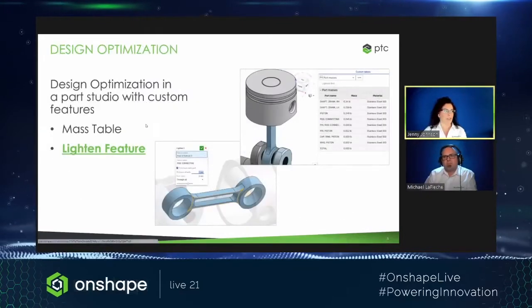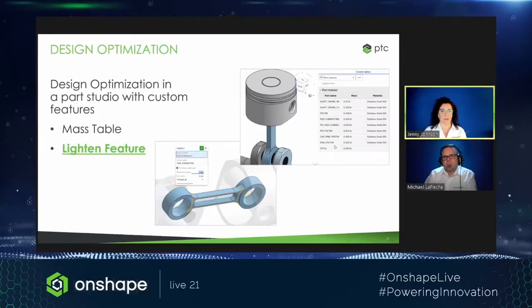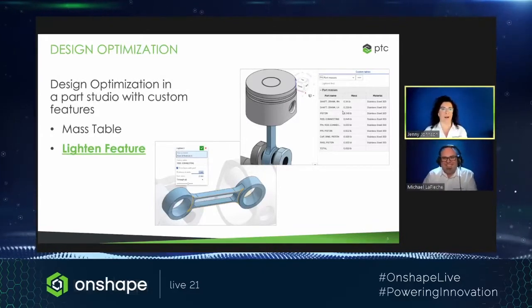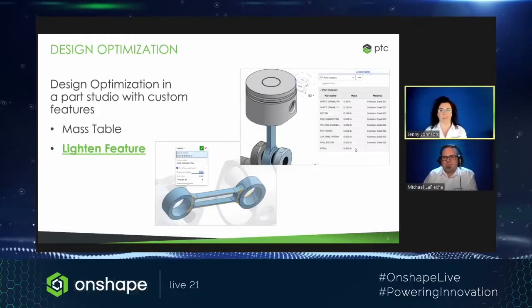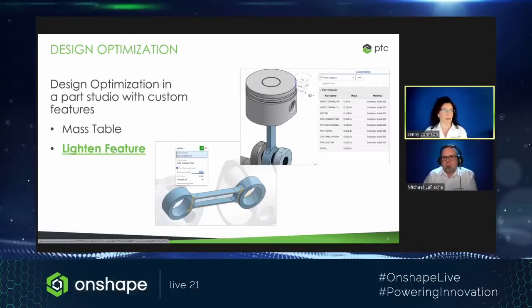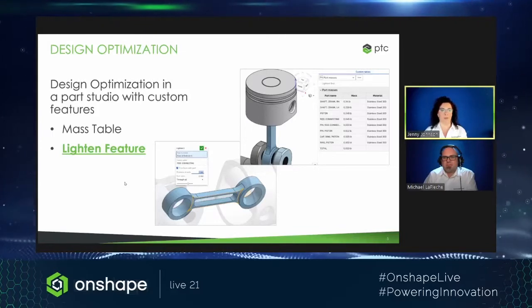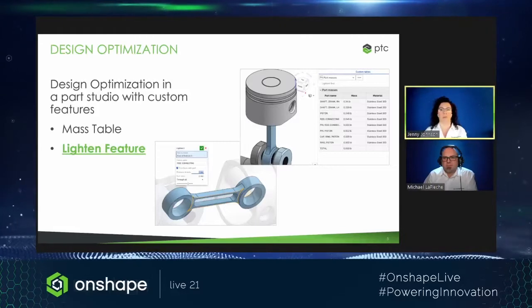We then went into design optimization. Mike showed you that mass table feature. I have a feeling many of you will add that to your part studios when you get back to work today. This is one of my favorite tables because a lot of times I need this information. I need to know how much this thing weighs, and I can track that right in here. He also showed you a lighten feature, which is a feature script. If you haven't spent time in feature script, go up, play with them, take a look. There's a wealth of information up there.